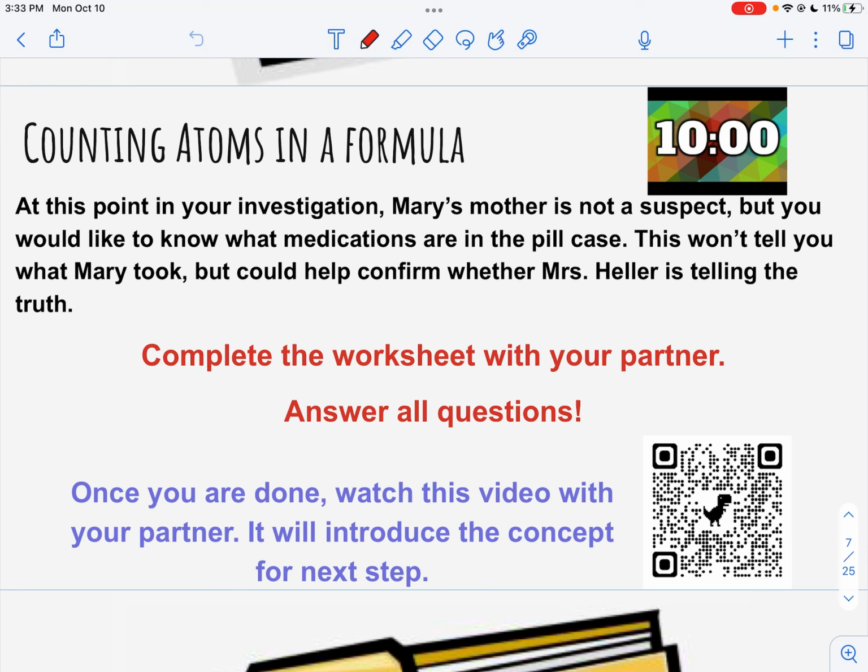Remember, if you see a parentheses, something like this, then we know that that 2 applies to everything inside the parentheses. So that means we have 2 nitrogens and 6 oxygens total. So don't forget to keep track of parentheses as you see them. Once you're finished, go ahead and scan this QR code. That will take you to a YouTube video that will introduce our next concept of a mole. So pause here until you're ready to continue to the next step.